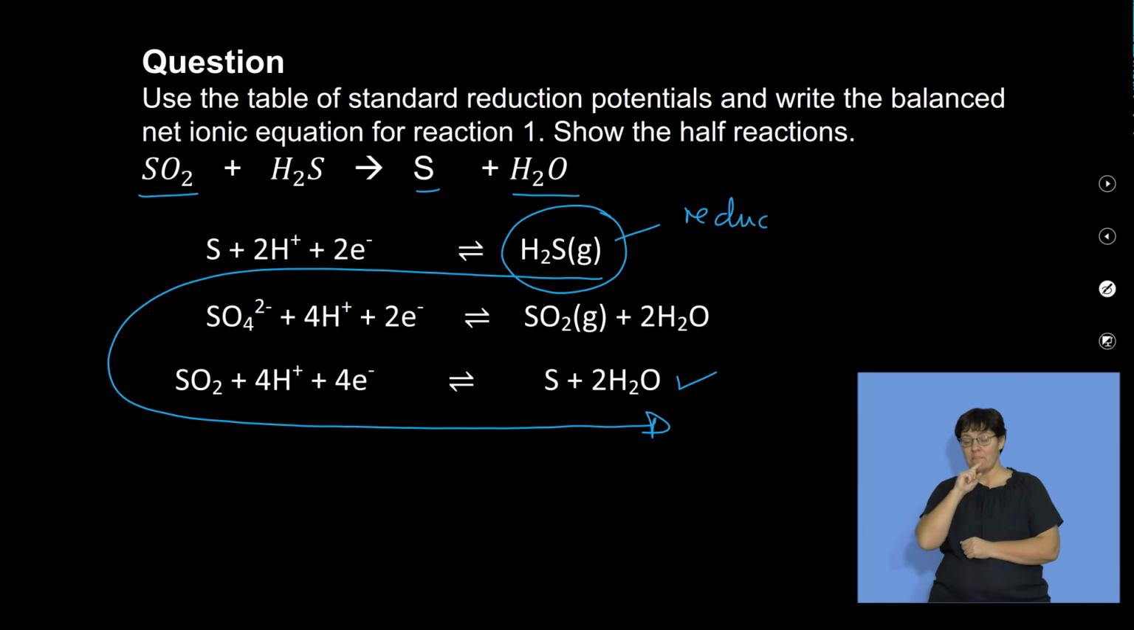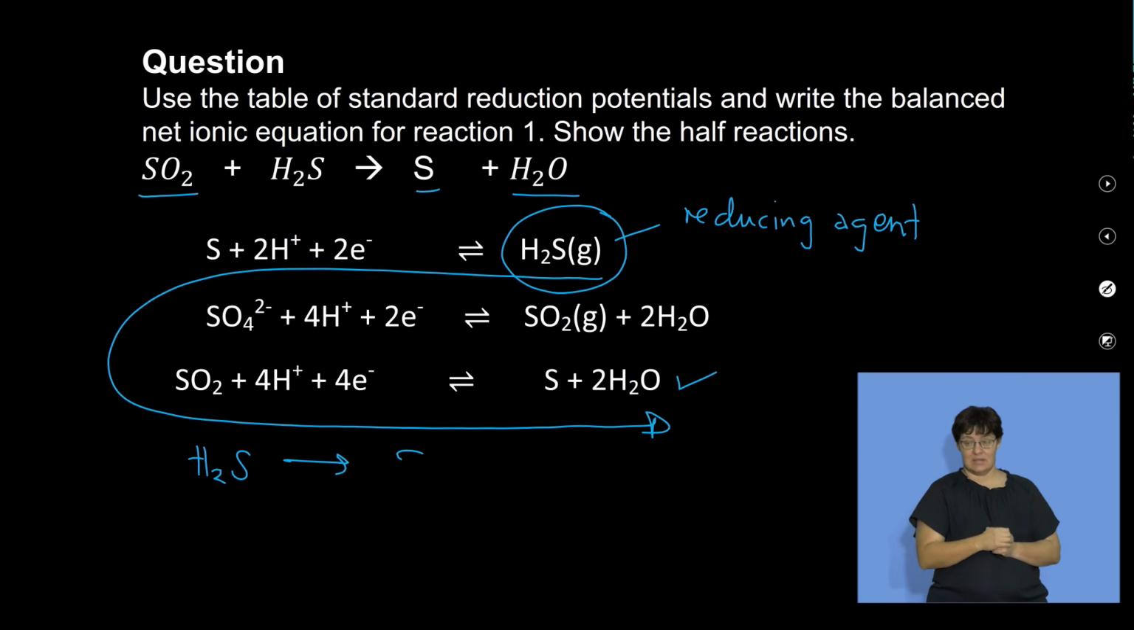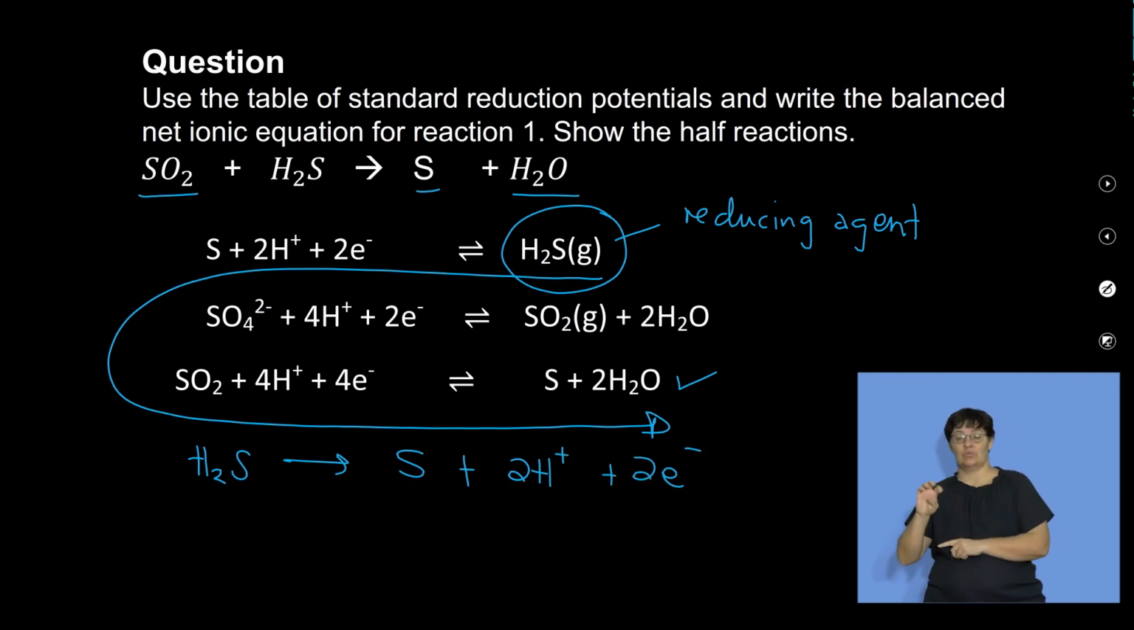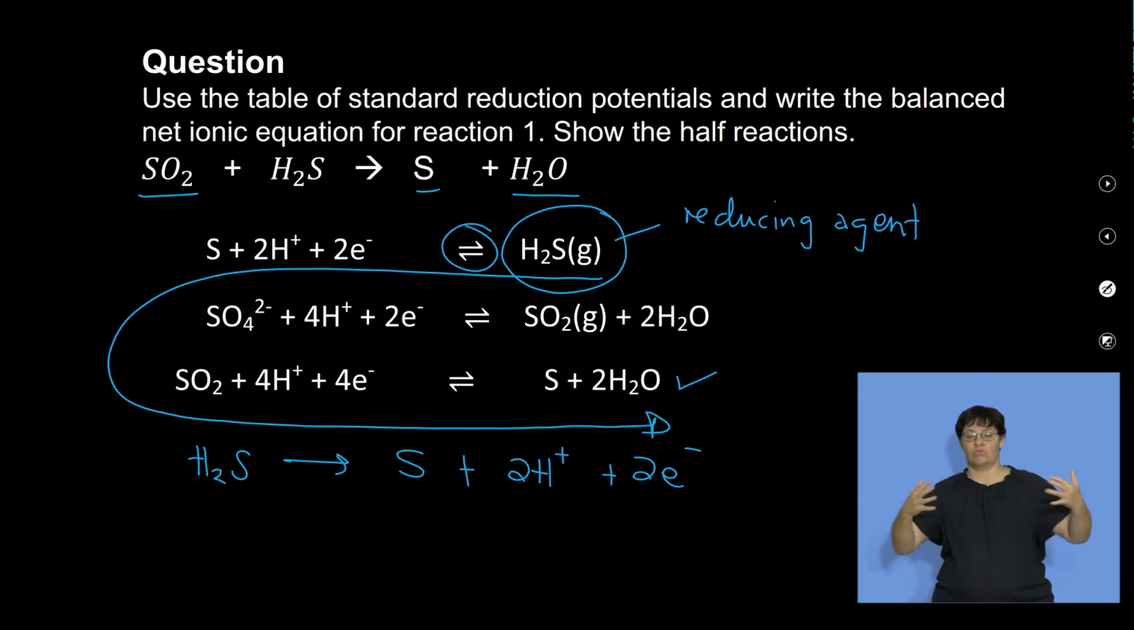agent, okay? So what does a reducing agent do in a reaction? It undergoes oxidation. So if we are going to represent this half reaction, we'll have hydrogen sulfide giving us sulfur, plus hydrogen ions, plus 2 electrons. Take note, the arrow goes from left to right. It's no longer the reversible one because we've decided that this is our strongest reducing agent as per the table.